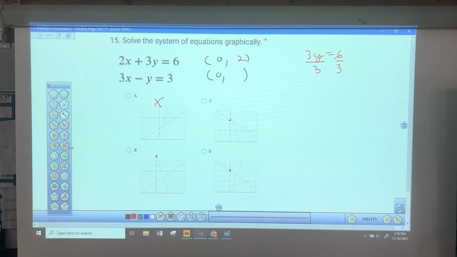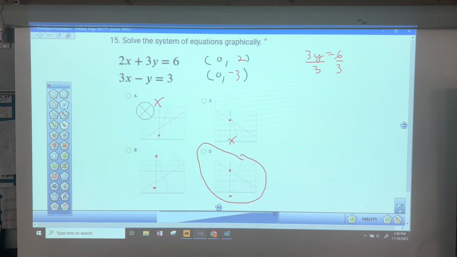So let's do our elimination thing here. Let's hide that. So that would give us negative y equals 3. So if I solve that for y would equal negative 3. So it goes through 0, 2, and 0, negative 3. This one goes through 0, negative 3 here. This one does not go through 0, negative 3. This one does not go through 0, negative 3. However, this one does go through 0, negative 3. So the only choice I could possibly have would be that one.